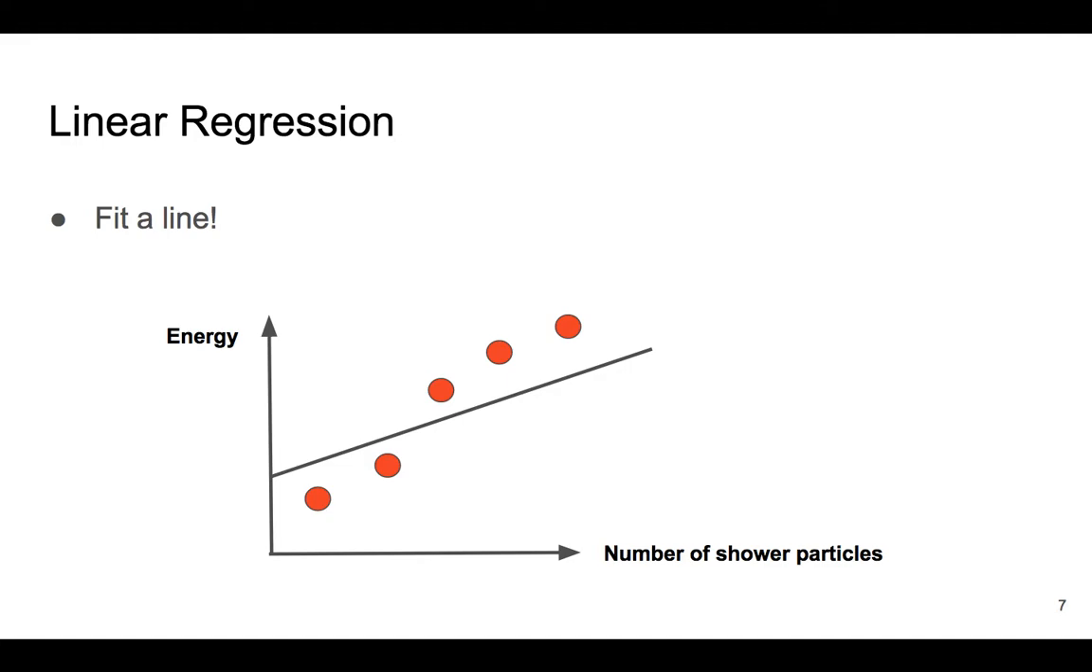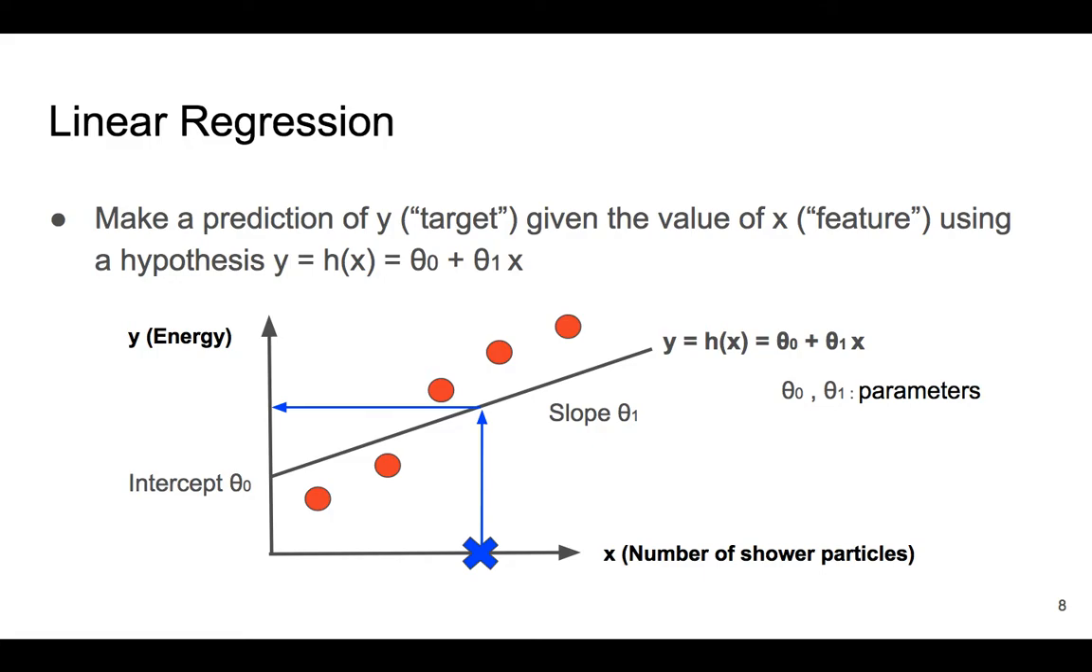Well, it looks like the energy of the particles is proportional to the number of shower particles. Let's fit the data with a line. What does this line do? It allows us to make a prediction of the target, the value of y, if we are given the value of x, which is called a feature of the data.